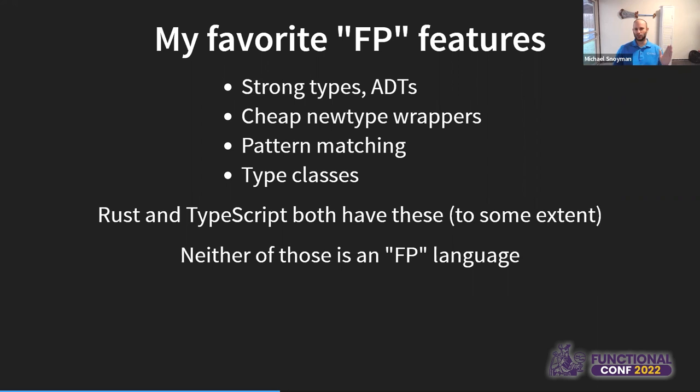Pattern matching is so much better than other kinds of ways of doing conditionals. Type classes are a smarter, easier to work with approach than interfaces or having to do extensions, abstract classes, any of the other approaches that we had previously. So I think these are great. And what's really interesting about this is the two other languages that I've been working with the most recently, Rust and TypeScript, both have, if not all, most of these features. I'm not sure if you can really argue that TypeScript has type classes, but it does have the other three. And if you just squint and change the names a little bit, Rust has all four of these, at least to some extent.